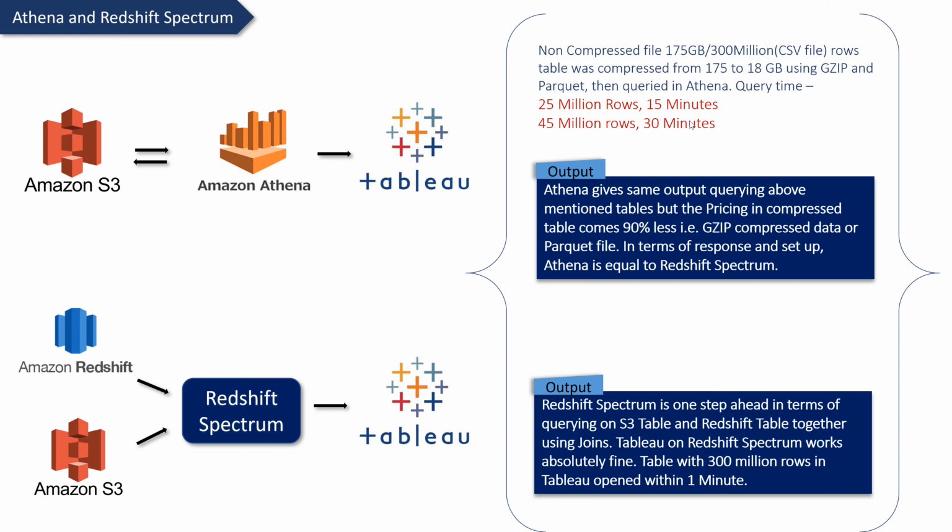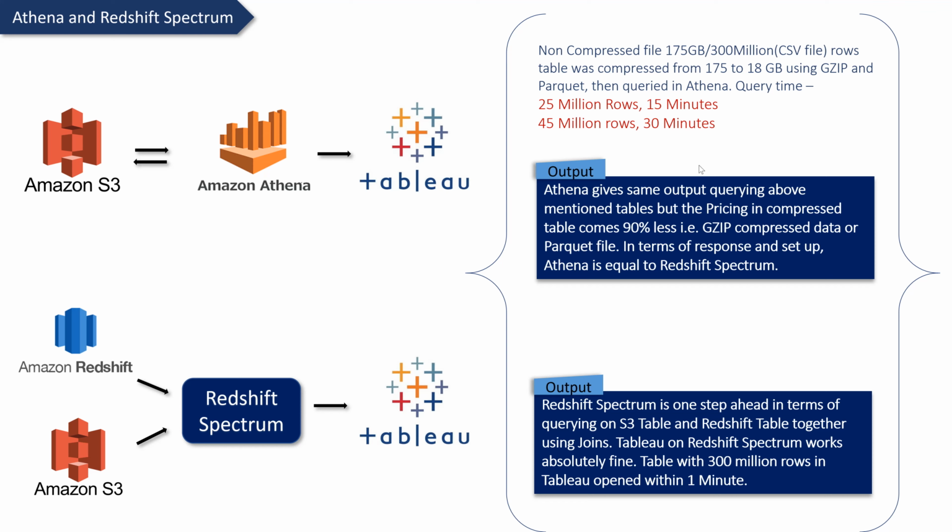So Athena is very good if you do not have Redshift. But if you have Redshift and you are already paying for your clusters, you can definitely still use Athena, since there is no setup cost. But Redshift Spectrum is one and the same thing, because you pay $5 per terabyte, which is equal to Amazon Athena cost.